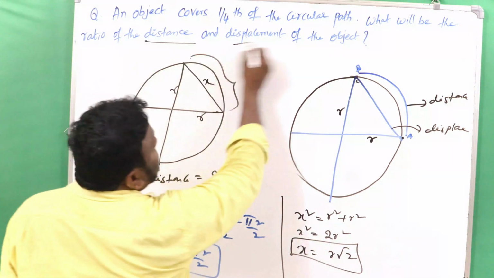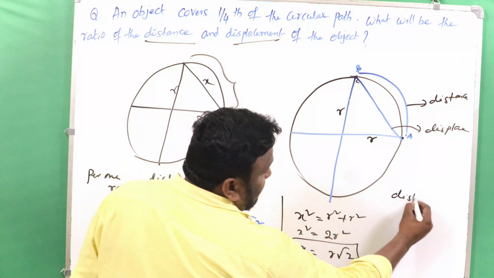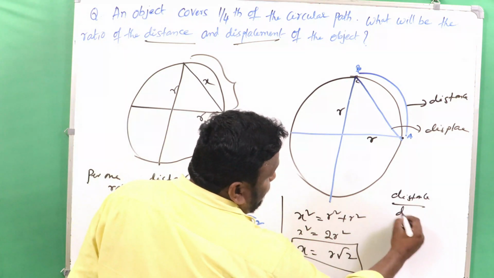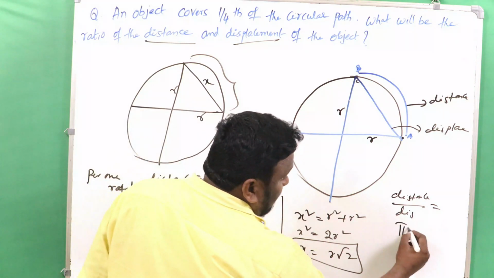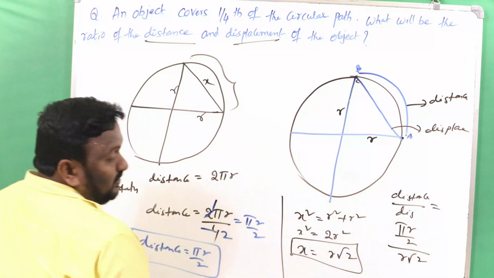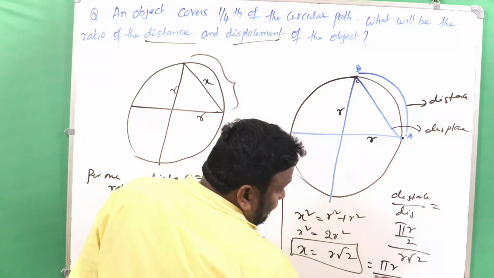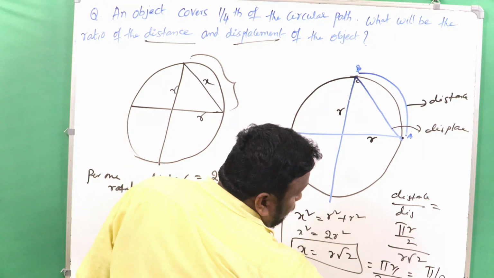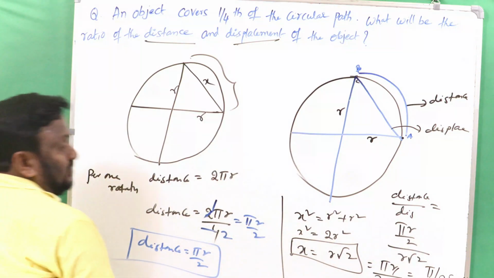So what you will find out is the ratio of distance and displacement. Distance by displacement. Distance is pi r by 2, divided by r root 2. Simply pi r by 2 root 2 r, r cancels. Pi by 2 root 2 is the ratio of the distance and displacement. Clear?